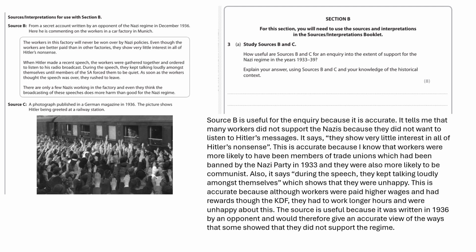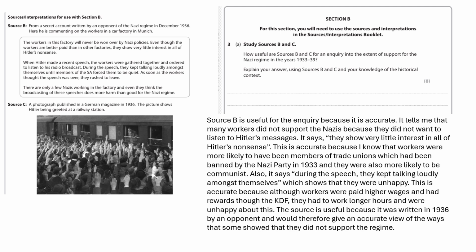So question 3A is a utility question. This is the same style that you did in medicine as well. And my top tip to you here is to make sure that you use contextual knowledge. So that means knowledge of the time in your answer. You're always going to start off with 'Source B is useful for the inquiry because it is accurate.' So learn that sentence. Then you go on to discuss the content.